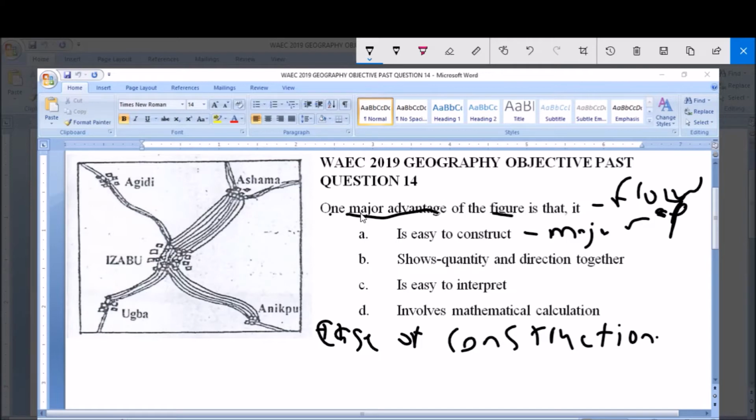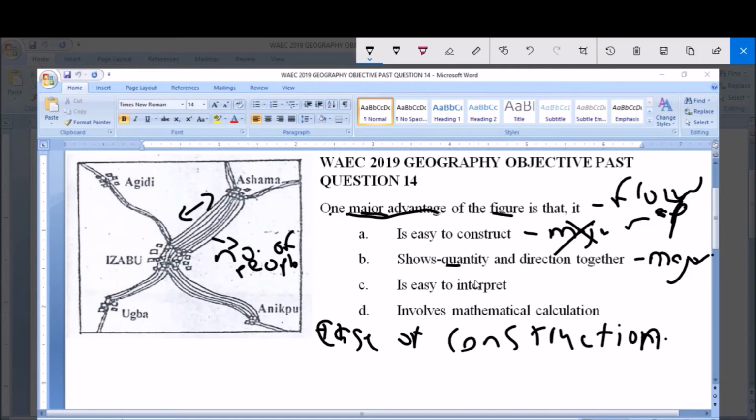So B says it shows quantity and direction together. Now, showing quantity and direction can be considered major because of its significance. If you take a look at the map, you can see that the number of lines represents a specific number of people or passengers in this case. That is showing quantity, and then it's also showing the direction of travel. So, for example, these lines between Izabo and Ashama show the direction of travel between these two towns. So this can be considered a major advantage.